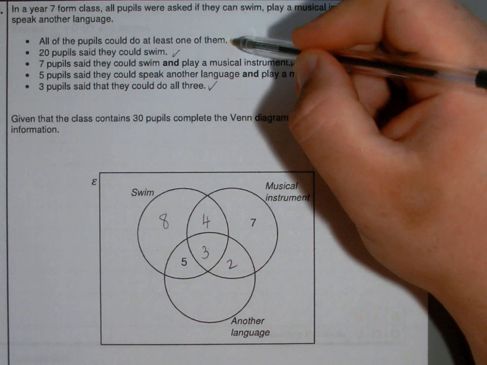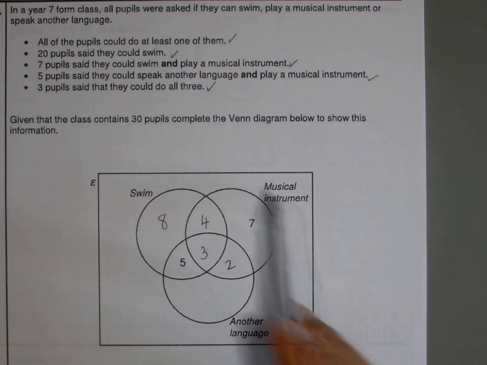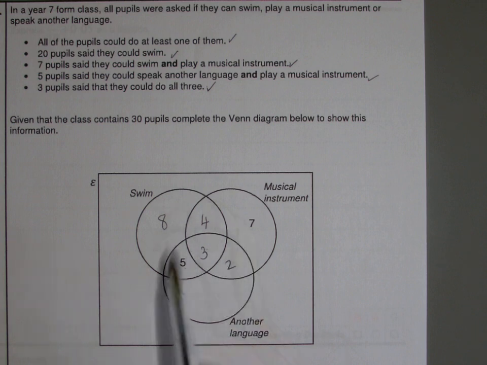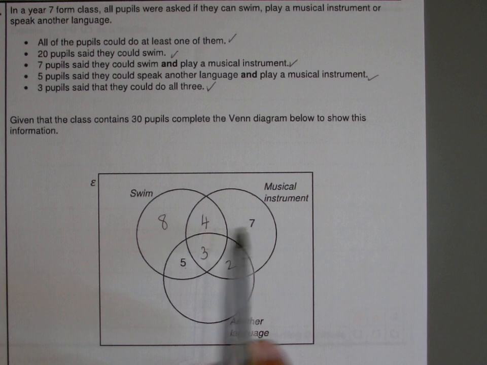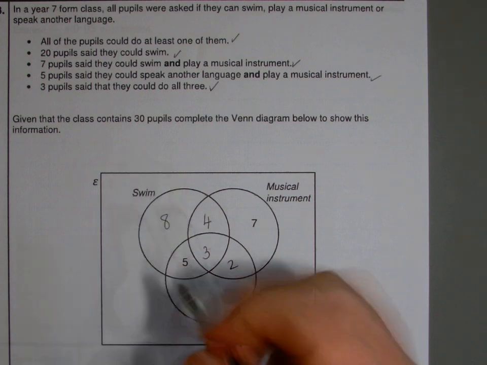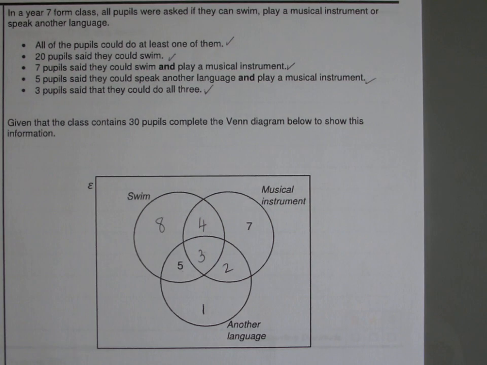Yeah, all of the pupils can do at least one of them. In other words, there's nobody outside. All the 30 have got to be in here. So what you just do is add these up to see what it comes to. So 8 add 4 is 12, add 7 is 19, add 5 is 24, add the 3 and 2 there is 29. If there's 30 pupils, there's 1 left over. And that one person is the one who can just speak another language and nothing else.